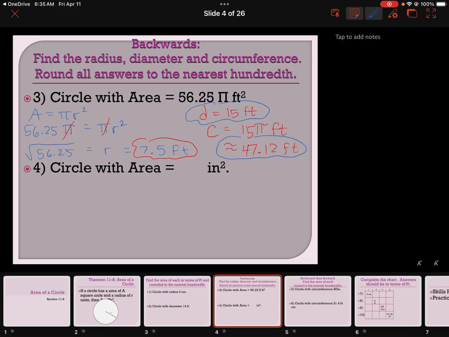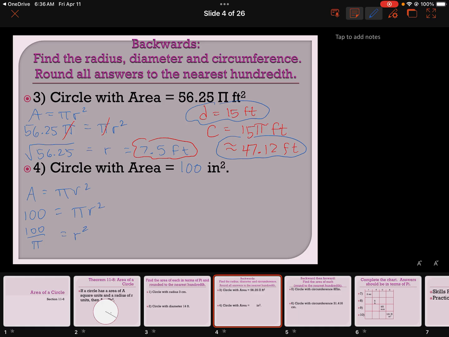Okay, number 4, I don't remember what we had in there. I don't remember what you have on your notes. Let's go with something simple. Let's say circle with an area of 100 square inches. Okay, now notice how this area is not in terms of pi like the other one. Okay, so that's going to change things just a little bit. The first thing you're going to have to do is divide by pi. Then you unsquare. So what is 100 divided by pi?